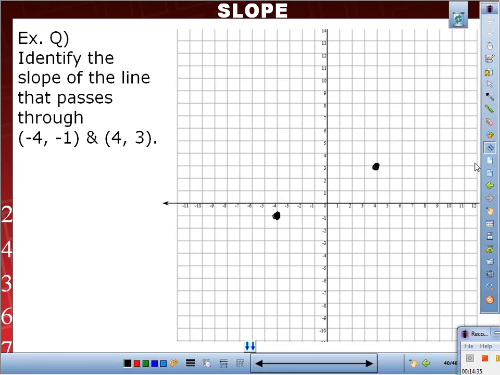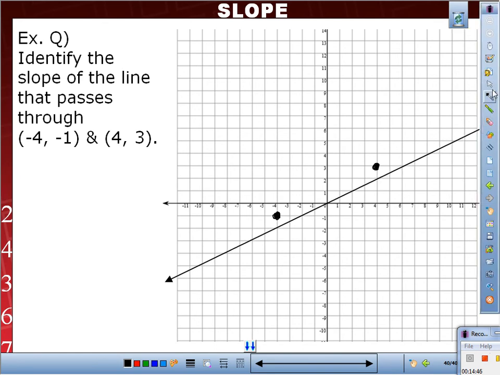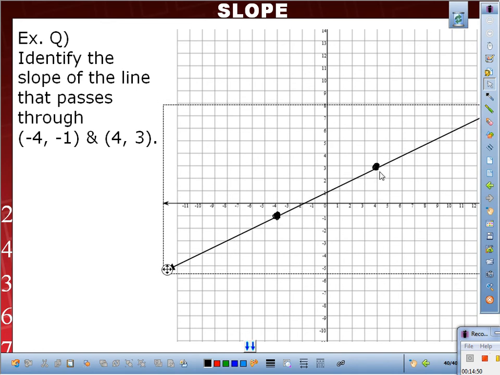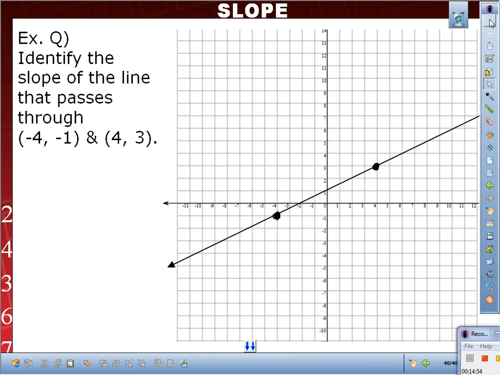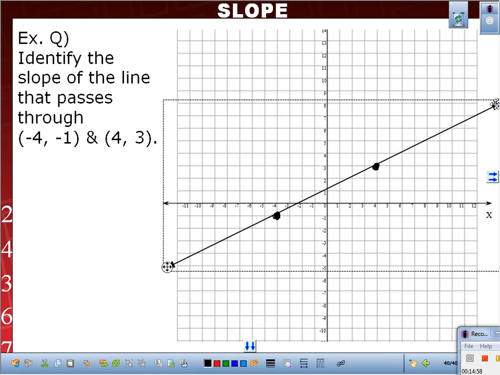Get your index card, and when you sketch your line going through those points, I want you to stretch the line as far as you can so it can go through the entire coordinate plane, okay? But make sure it goes through your points, and use your index card so it can be as straight as possible.